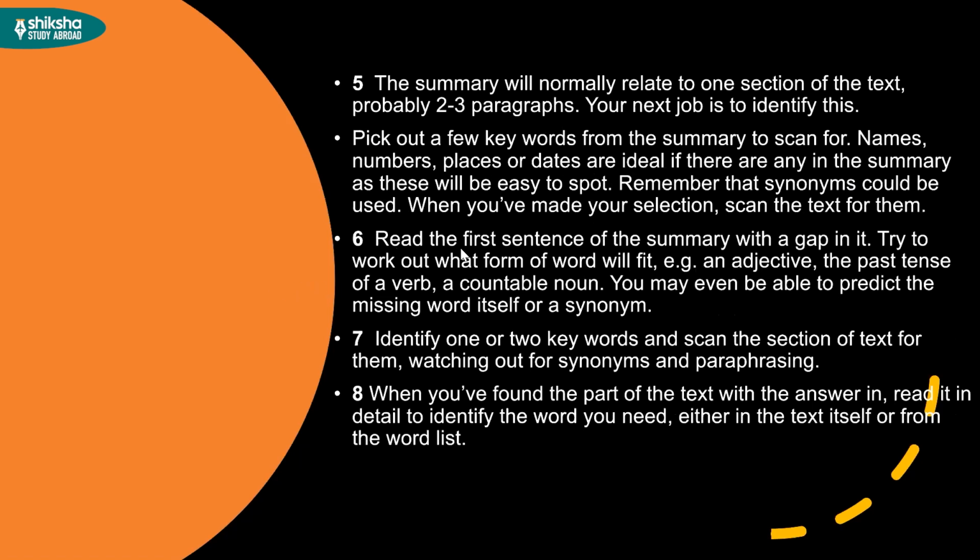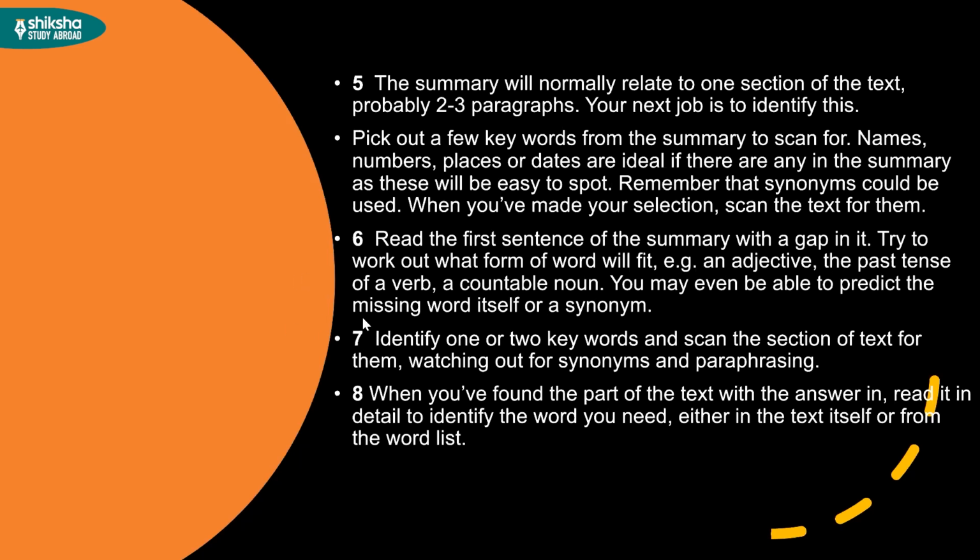Next strategy is read the first sentence of the summary with a gap in it. Try to work out what form of word will fit. For example, an adjective, the past tense of a verb, a countable noun. You may even be able to predict the missing word itself or a synonym.